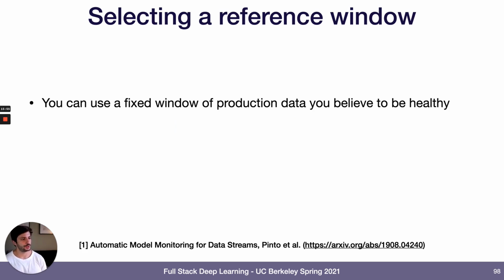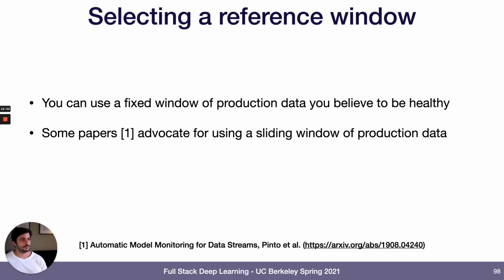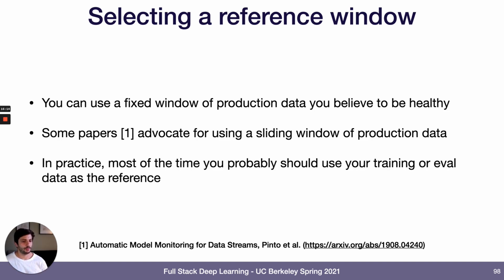One way you can do it is you can just pick a fixed window of production data that you believe to be healthy. Some papers that you'll see will advocate for using a sliding window. So like always using a window of data that's 1 day behind or 10 hours behind or whatever the window that you're actually trying to tell whether it's healthy.